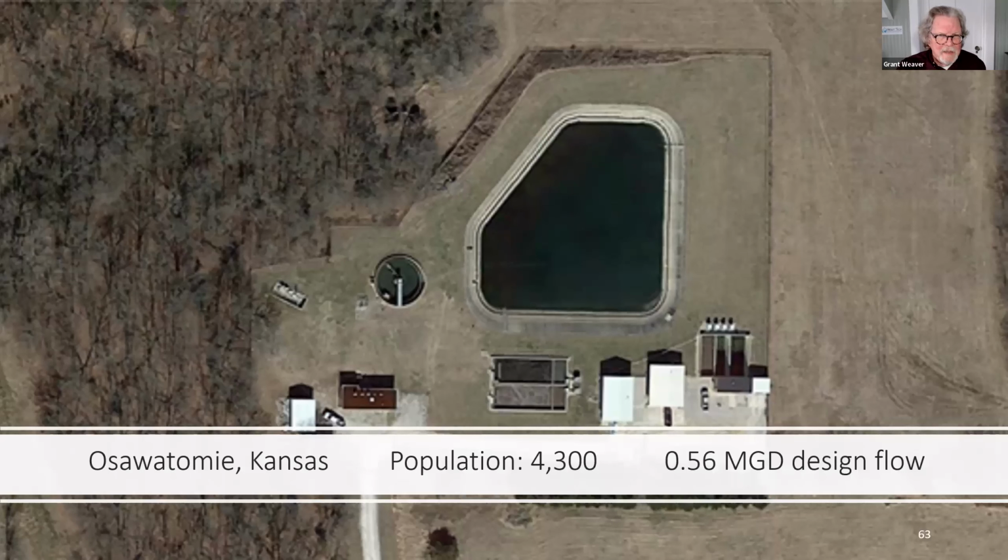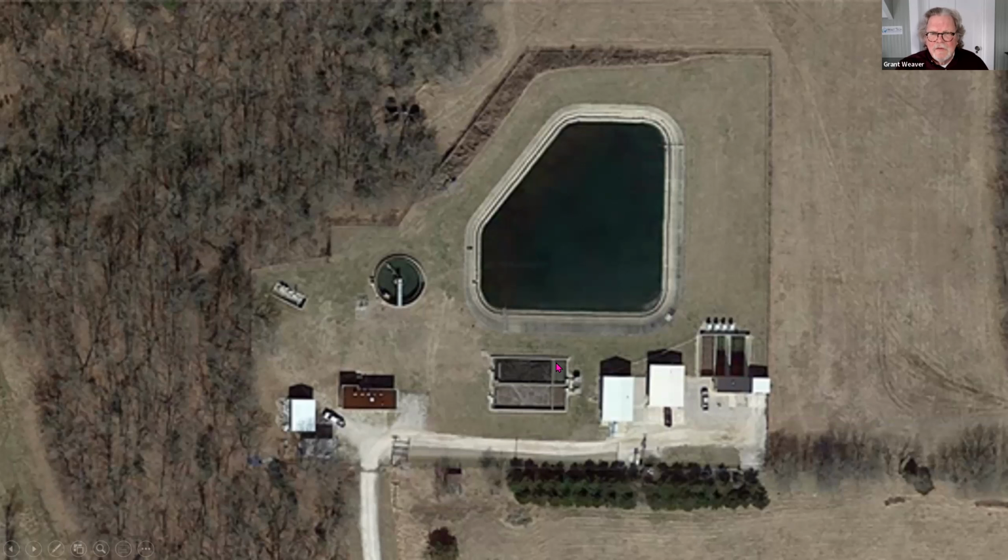Here's Osawatomie, Kansas, a facility with pretty interesting folks there. Osawatomie, Bruce Hurt, really, it took a major effort. Here, let me get this bar out of the way. So, a sequencing batch reactor here. We've got an EQ basin, kind of a mini lagoon. Some water goes through a clarifier from that. But over here are the digesters.